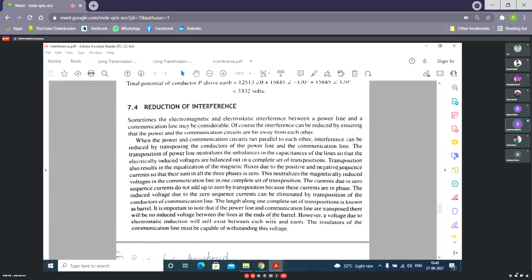However, though by transposition it can be reduced, a voltage due to electrostatic induction will still exist between each wire and the earth. The insulators of the communication line must be capable of withstanding this voltage. This is not a very high value.